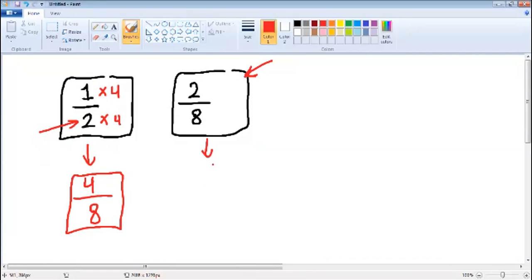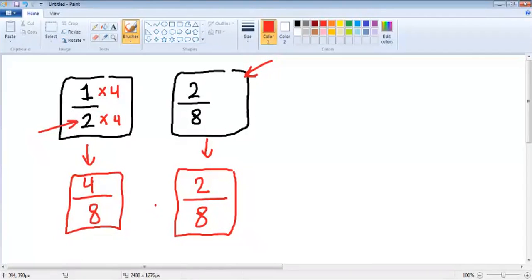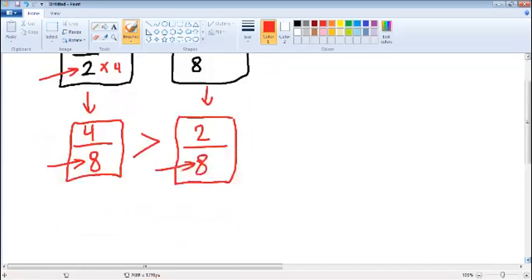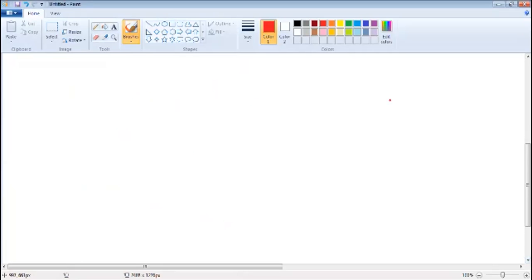And drop this fraction again, 2 over 8. Now look, we have 4 over 8 and 2 over 8. Are they of the same denominator? Yes. So now I can compare them. What is the biggest fraction? Here we have 8 and 8, so forget about the 8s and compare the numerators, which are 4 and 2. 4 is bigger than 2. You understand? Yes, I understand.